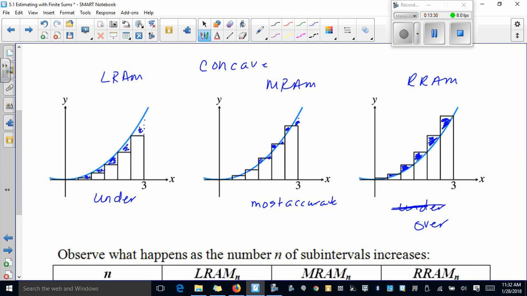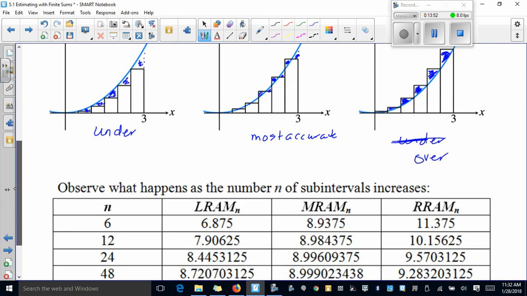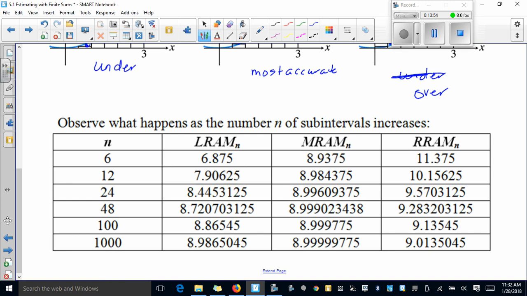Here's what I want to do, is show you what's going to happen as the subintervals increase. Now we did this one, and we did the midpoint one, and this is what we, oh, sorry, we did it at 12. This is the one we did, and we did it at 12. And you can see the left is very much an underestimation, and the right is very much an overestimation, especially now that we know the answer is 9. And I did that earlier.